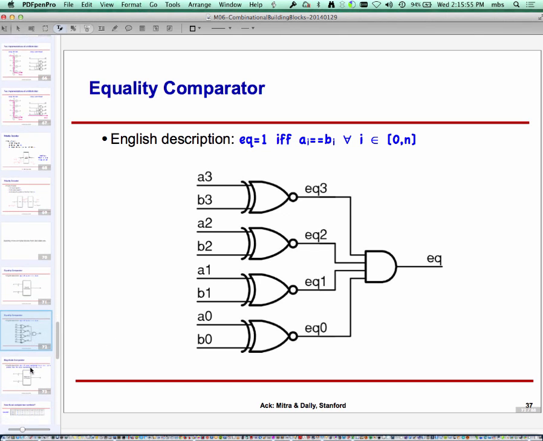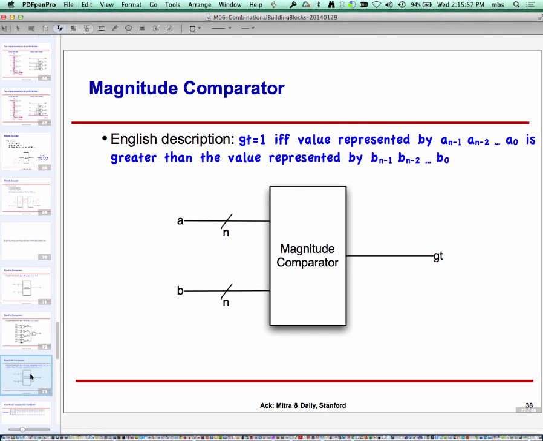But that's kind of the basic idea out here. So this is simple. Now, equality is good, straightforward, but let's say we want to do something more complicated. We want to do a magnitude comparator. In the case of magnitude comparators, we are going to look at these two inputs, A and B, and think of them as binary numbers, positive binary numbers.